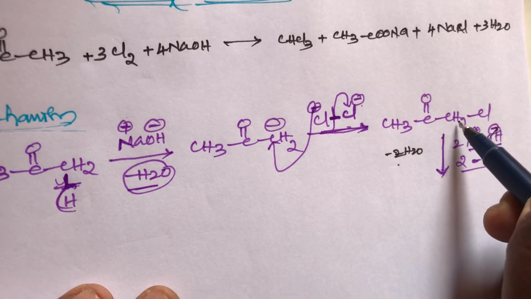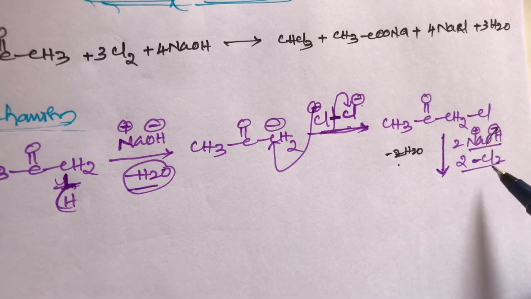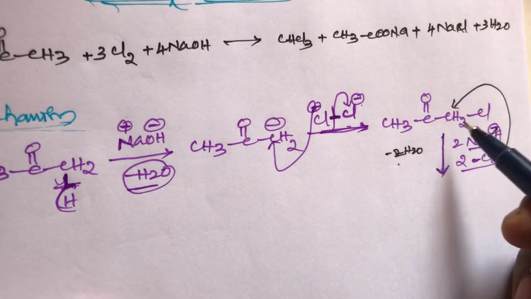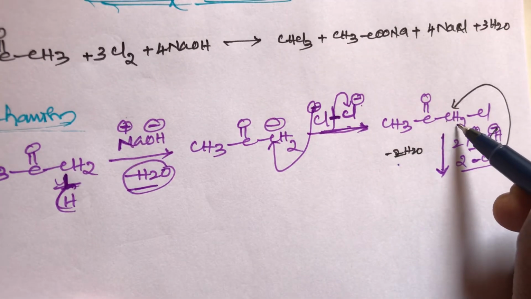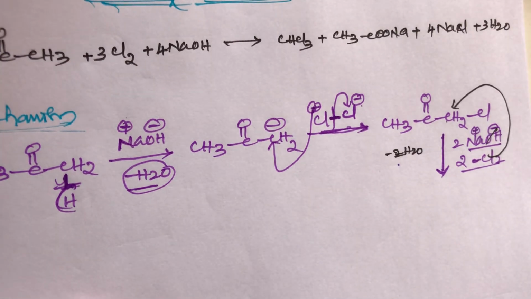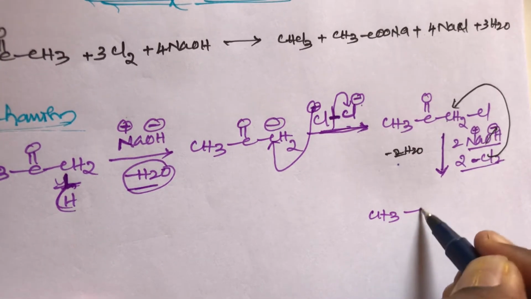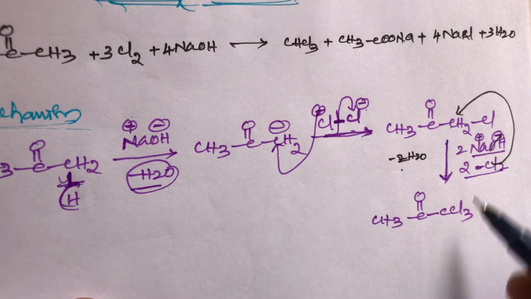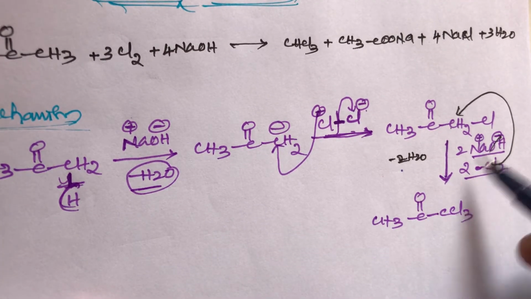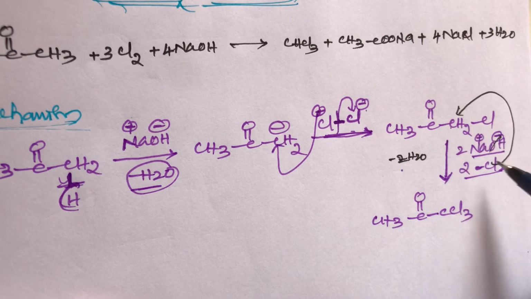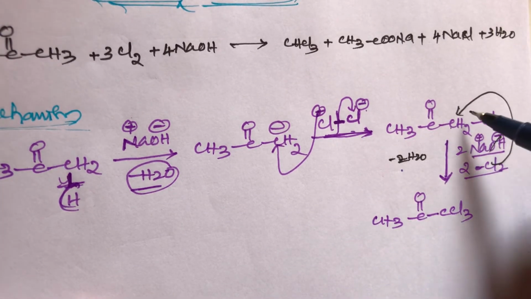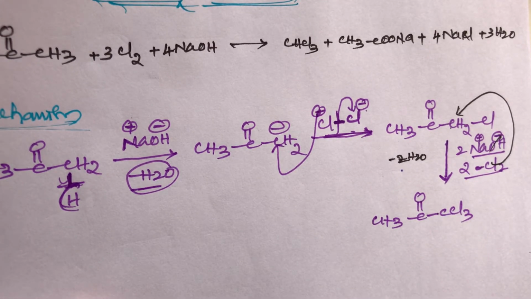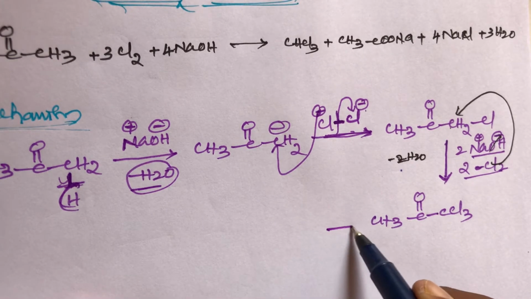These hydrogens are replaced by 2 chlorines. These 2 chlorines attack on the carbon side. That means simply remember, student, these 2 hydrogens are replaced by 2 chlorines. So we get the product CH3 then CO then CCl3. Once again, in this step 2 moles of NaOH and 2 moles of chlorine are involved, and these 2 hydrogens are replaced by 2 chlorines, and we get trichloroacetone formed. After that, now what to do, student?